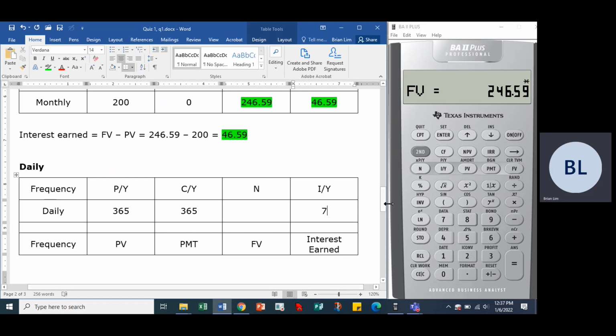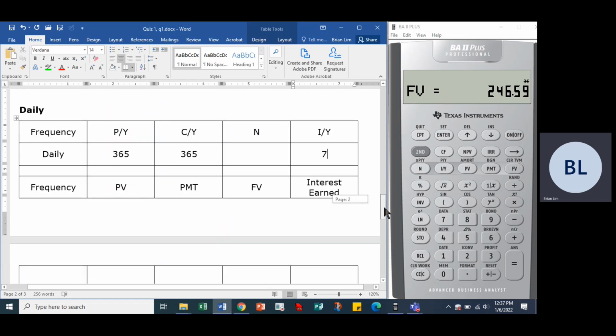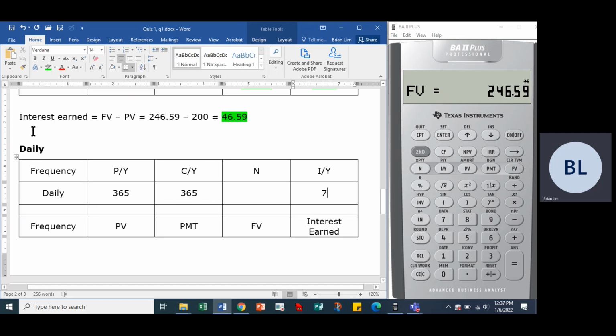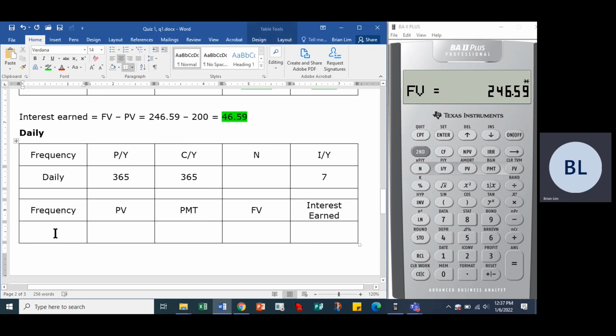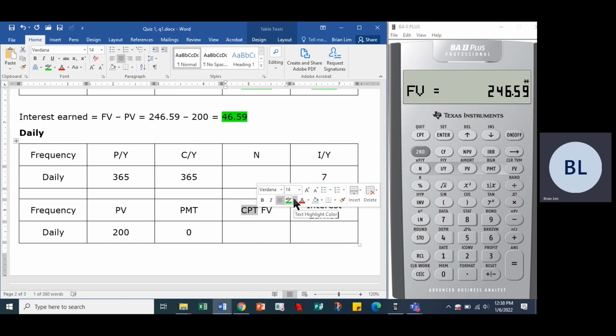And where else do we go? Well, this seems to have gotten chopped off, so we can try to put it up here. Might work. Okay, yes, it did. So let us add: present value is still $200. Payment is 0, and we are required to compute the future value and the interest earned. Okay, so N is really what? N is really 3 times 365, and that's equal to some number.